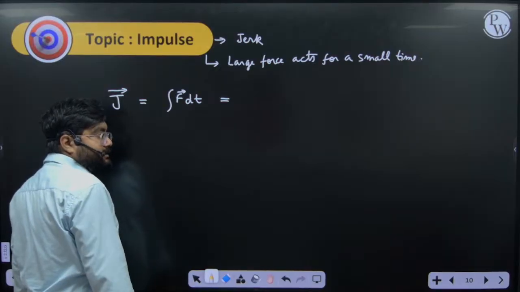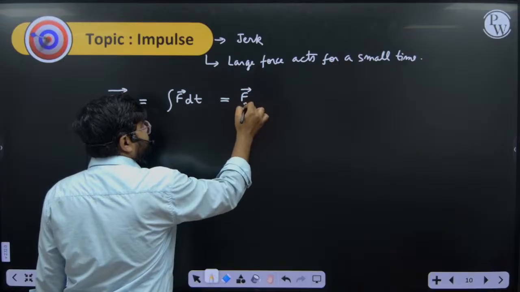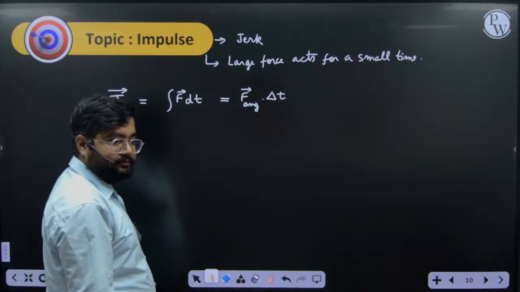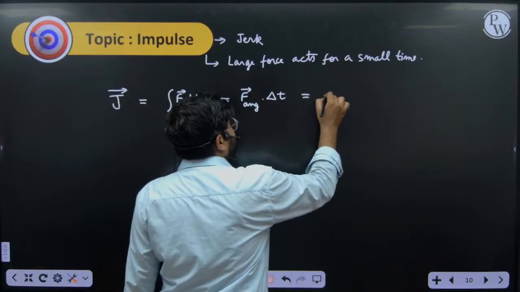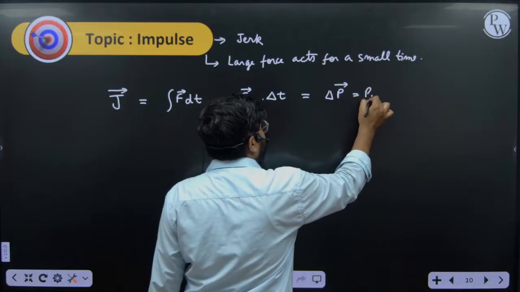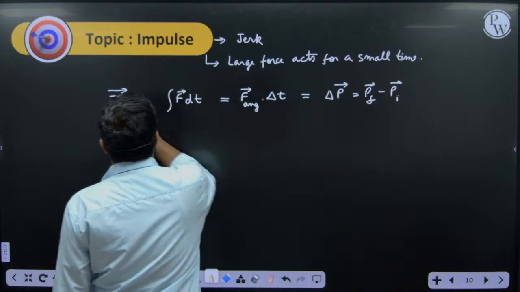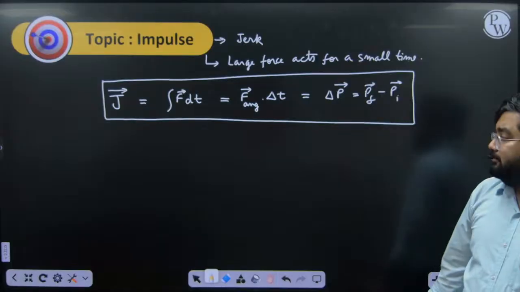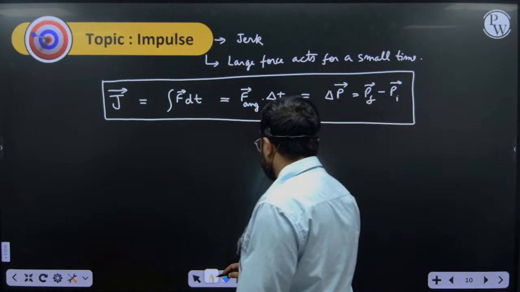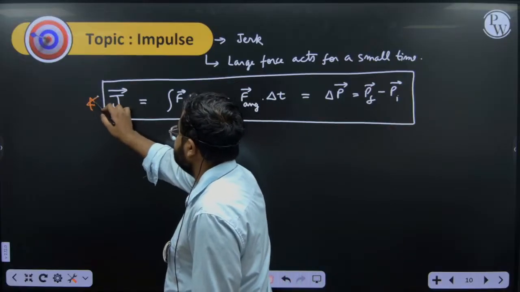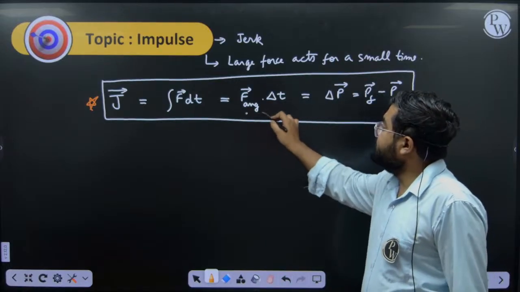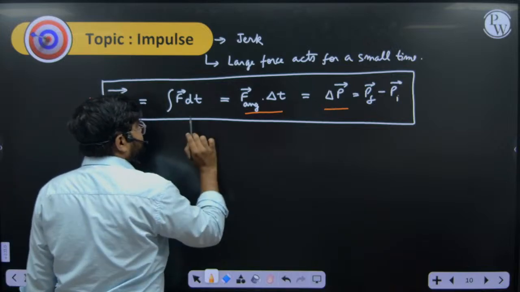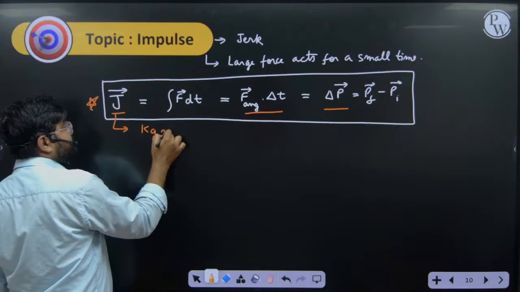There are other ways of writing this. We can also write this as the average force which acts in that small time duration multiplied by that small time duration. There is another way to write the impulse, and it is also equal to the change in momentum. That means final momentum minus initial momentum. So this is the formula of impulse, and we have to memorize this formula as it is very, very important. Mostly what we use is either this or this for impulse calculations, and its unit is the same as momentum because it is equal to change in momentum. So its unit is kg meter per second.